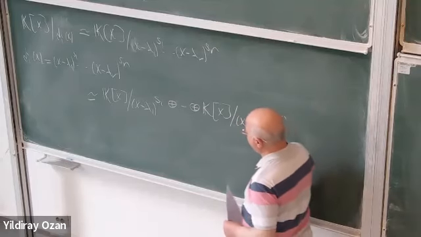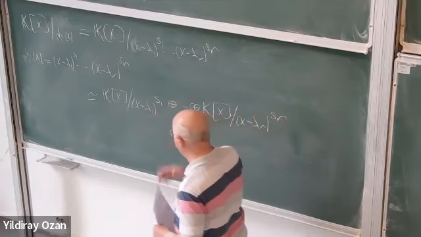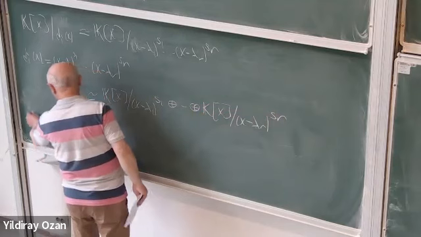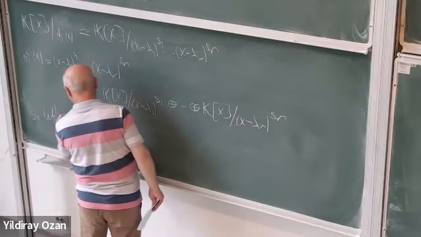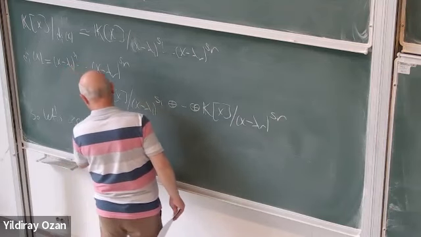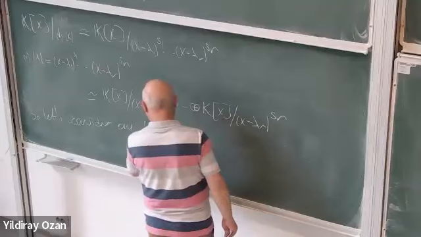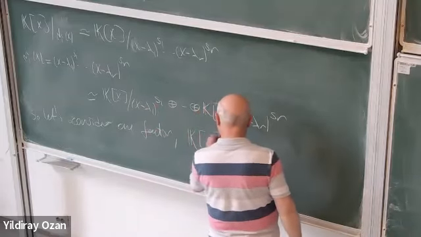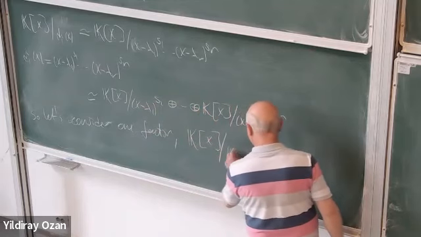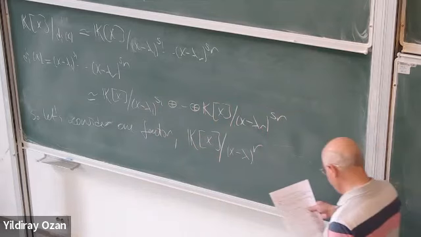So it is therefore enough to understand only one of them. So let's just consider one factor, K[x] divided by (x − λ) to the power of something like this.